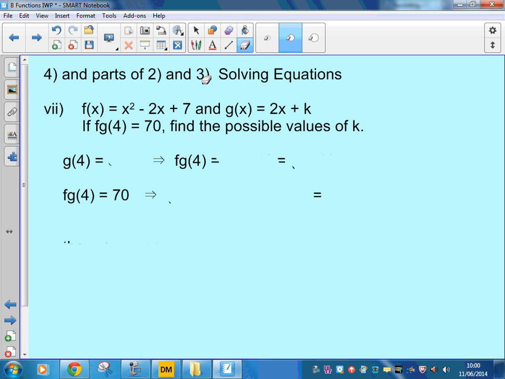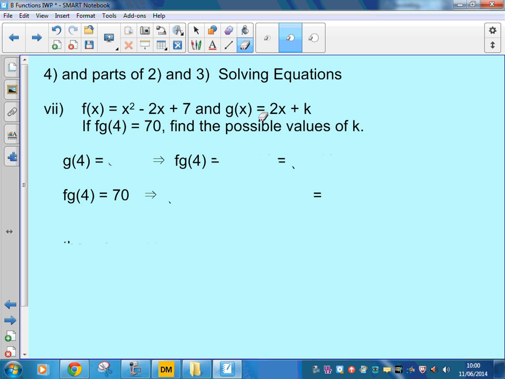Next part, and it's like in question 4, but you do them in earlier questions. So in this case, you're told what f(x) is, and you're told g(x) is 2x plus k, and you don't know what k is. And so you've got to solve fg(4) equals 70. Now notice you only need to find fg(4), you don't need to find fg(x). So we do this by saying, what is g(4)?